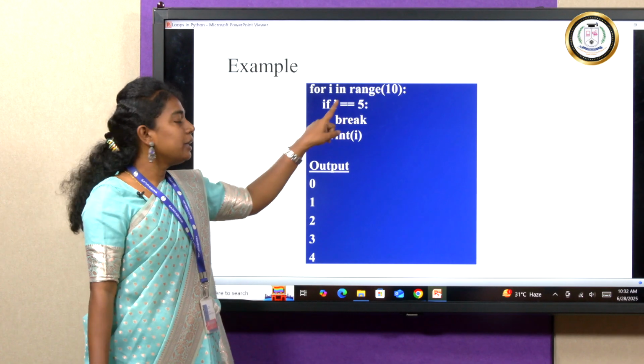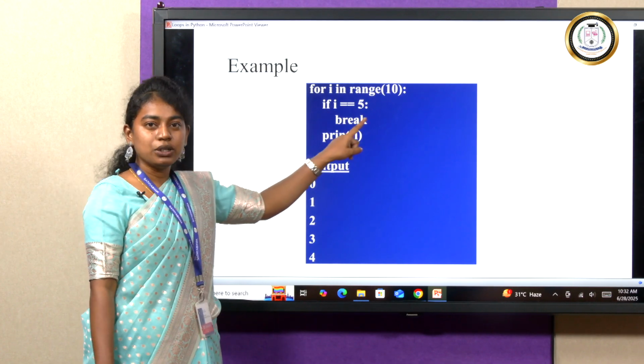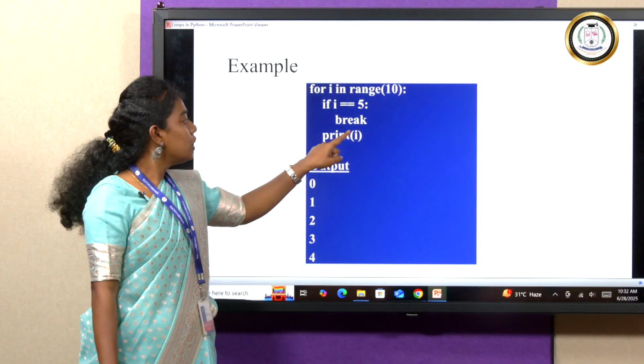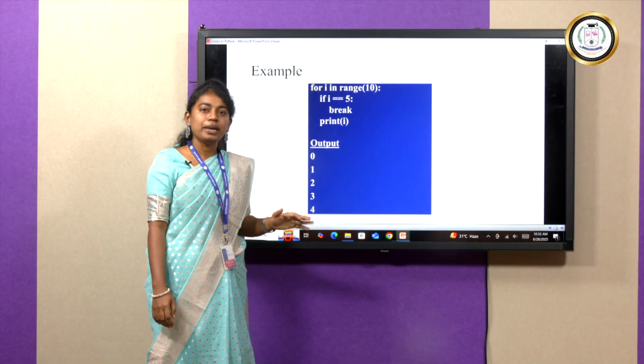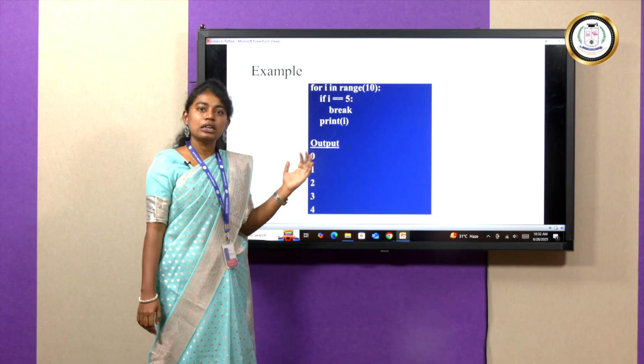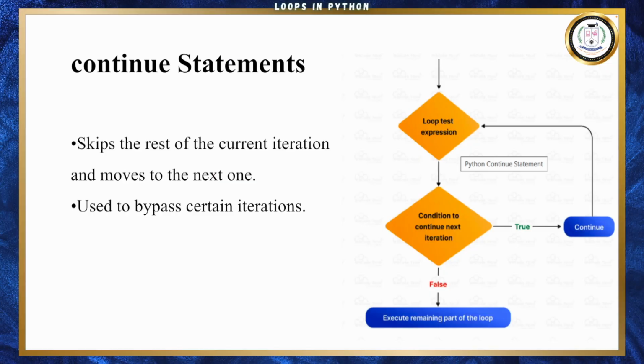Once the i value becomes 5, it will check here: if i is equal to 5, the condition becomes true. So it will break the loop, and the next elements, 6, 7, 8, will not be executed. It will terminate the loop and come outside of it. So the next is your continue statement.